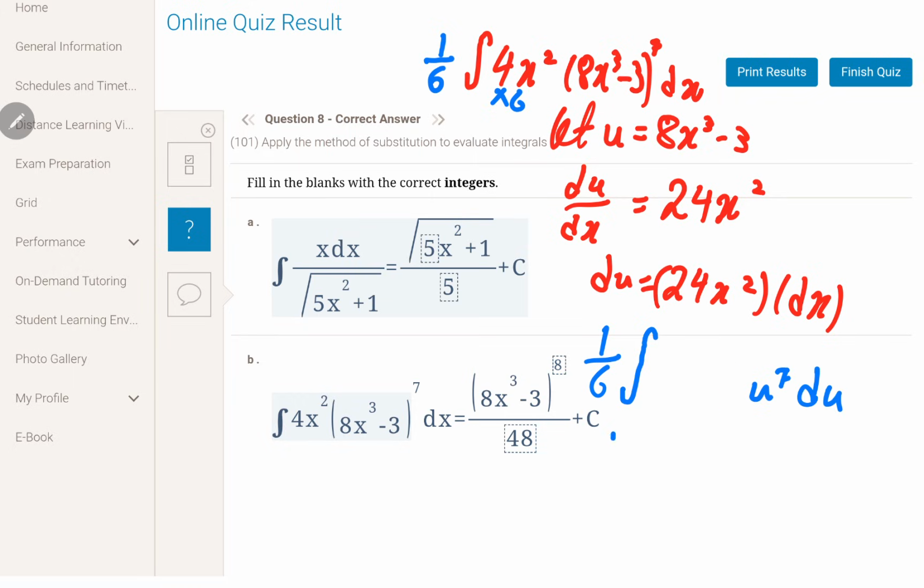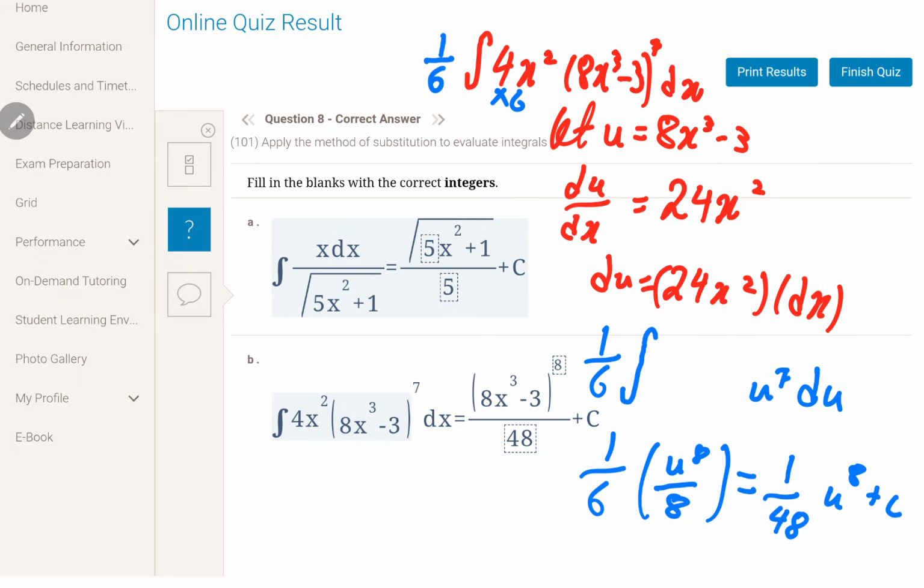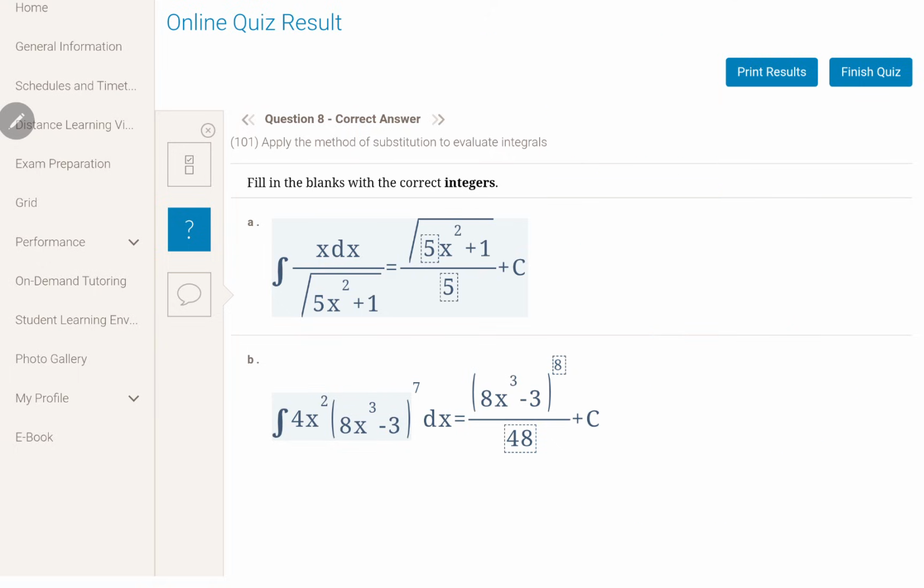Right? So now, it's very easy. You add 1 to 7, 8. u to the power of 8 over, dividing by 8. So you're going to now do 1 over 6 divided by 8, which gives you 1 over 48. So 1 over 48 u to the power of 8 plus c. Now, what does that mean? You're just going to substitute here. What was u? u was 8x cubed minus 3. So 8x cubed minus 3 to the power of 8 over 48 plus c. That's your answer. Done.